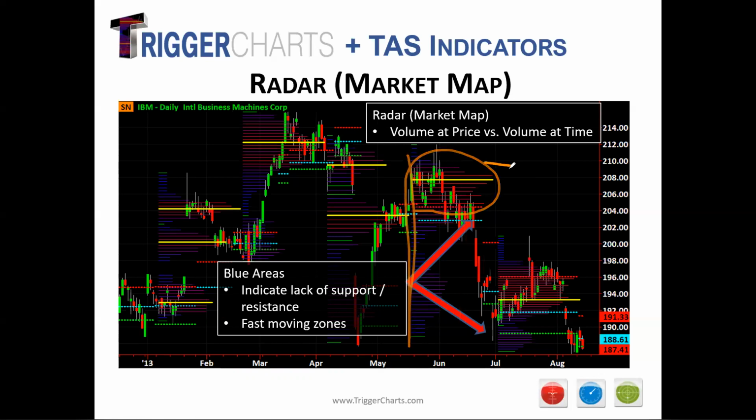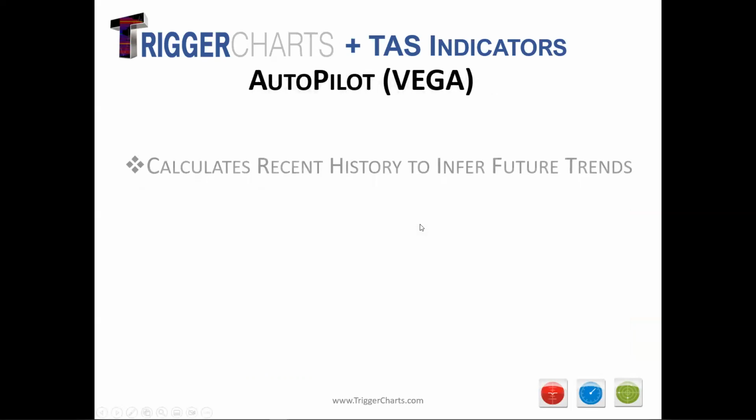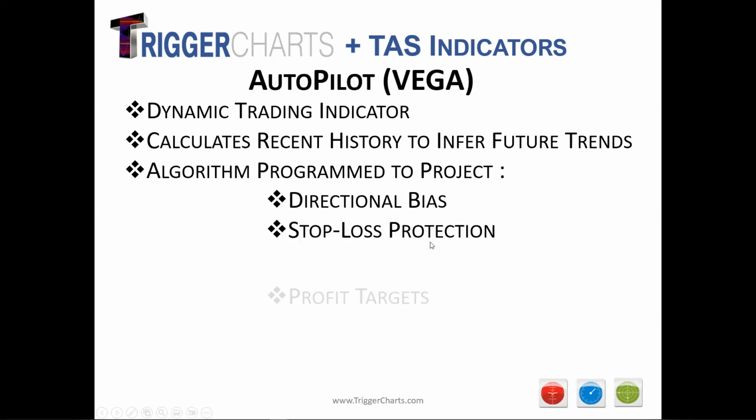So the P is the area where we'll potentially see some consolidation, but the stalk or the leg of the P is an area where we're going to see possible downside movement that's pretty strong. Again, all the same discussion we had before, these holes, these danger zones, et cetera. Now the autopilot brings us all together, right? We have this algorithm that we programmed to look at directional biases and stop losses, and give us profit targets.